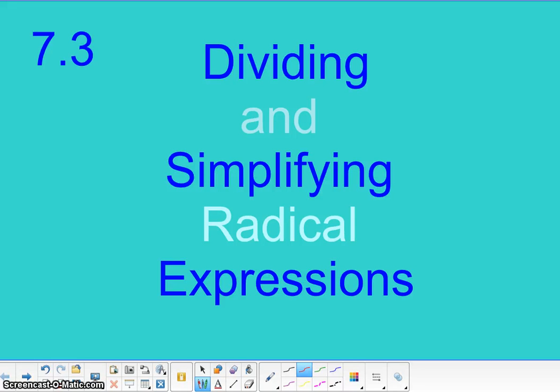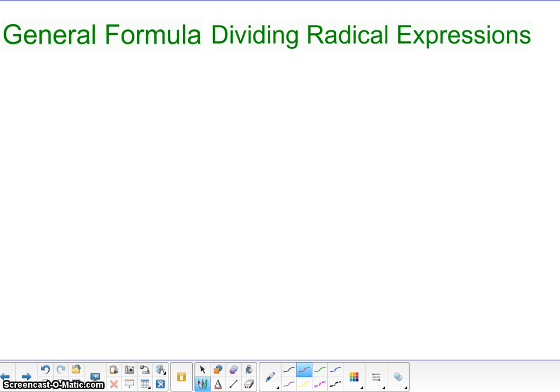Hi, this is Mrs. Slater, and today we're going to divide and simplify radical expressions. The general formula for doing so is looking at a division problem.